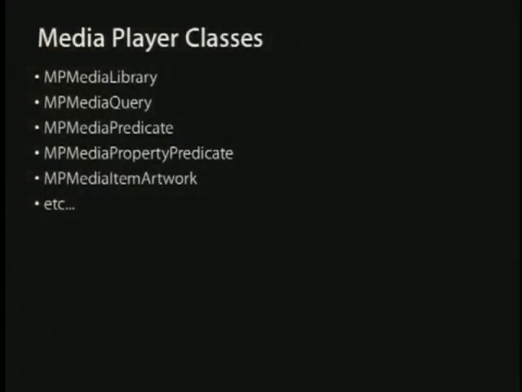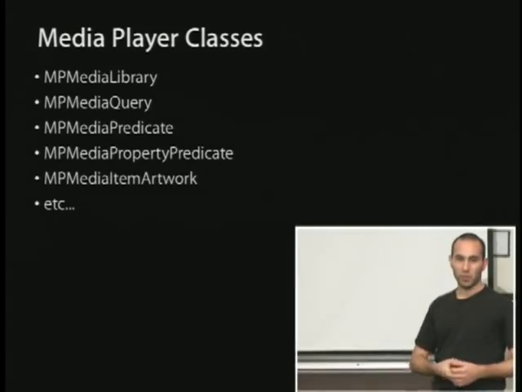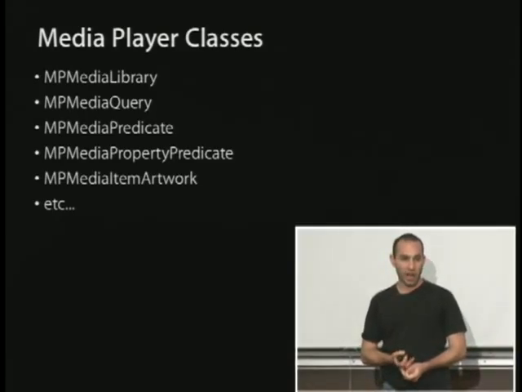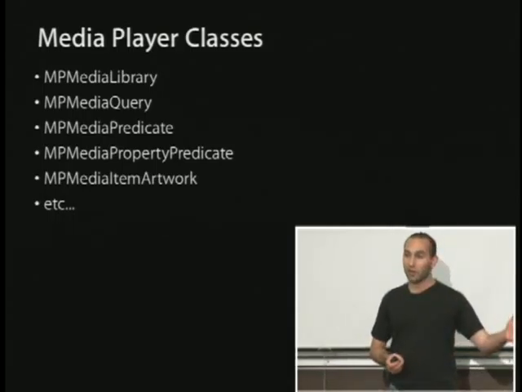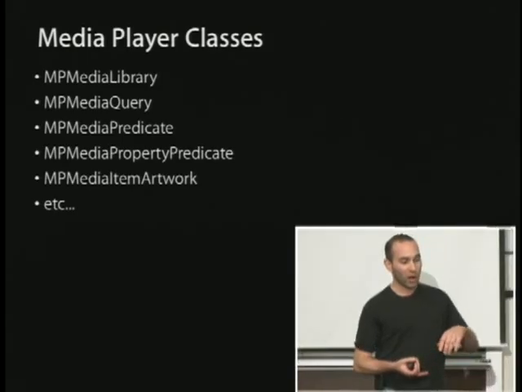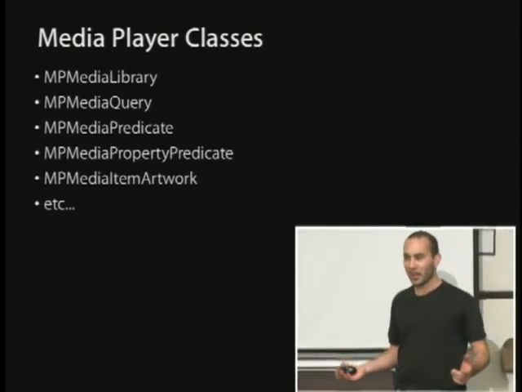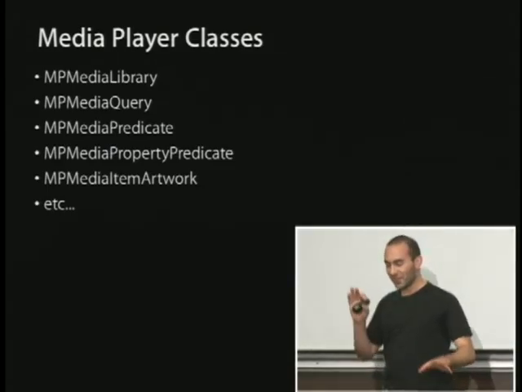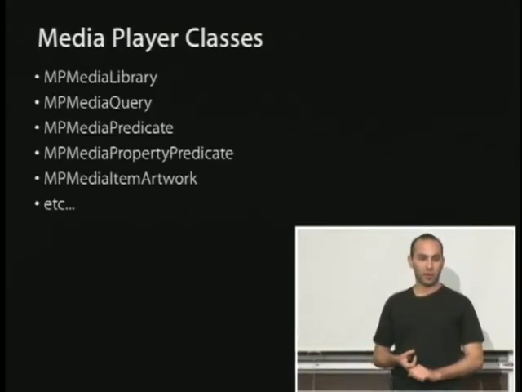All right, so here are the different classes available in the media player framework. There's the MP media library, which represents your entire library. There's the query, the predicate, and the property predicate, which allow you to build predicates and then query for them. So if you want all Lady Gaga songs that are greater than 3 minutes, you can build that. In fact, maybe you can query the lyrics for, anyway. And then MP media item artwork: you can get the artwork from a media item as well.